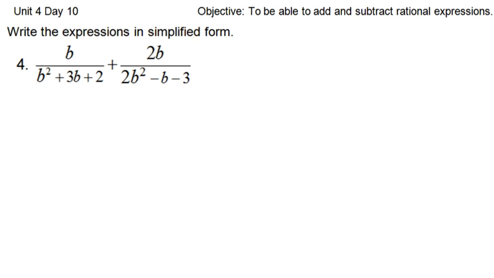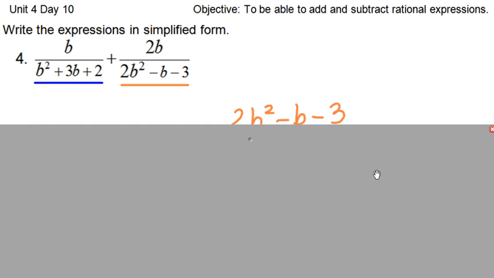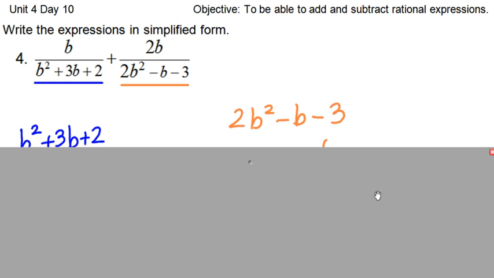Write the expression in simplified form. In order to start, we have to make sure the numerators and denominators are in factored form. We see we have two quadratic polynomials in our denominator, so we want to put them into factored form if we can. So remember, we can think about our product sum method, what times what, and what plus what.